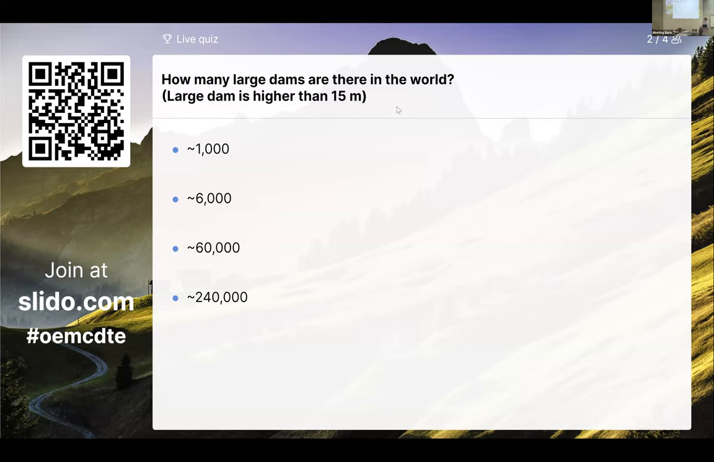And why I put this question, because the answer can be quite strange, or at least not expected, but it tells us how much we are really modifying the water cycle. And something more, for instance, for the Po River Basin, that is 70,000 square kilometers, it's more than 200 dams.